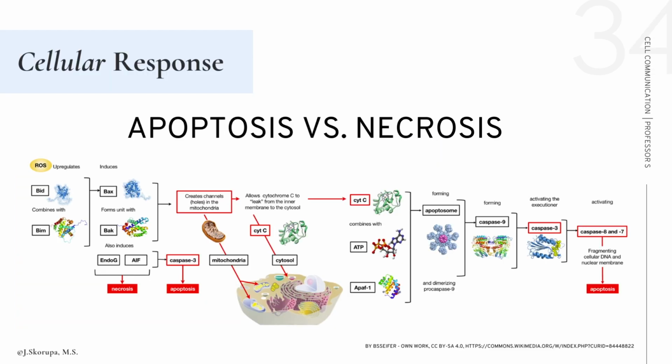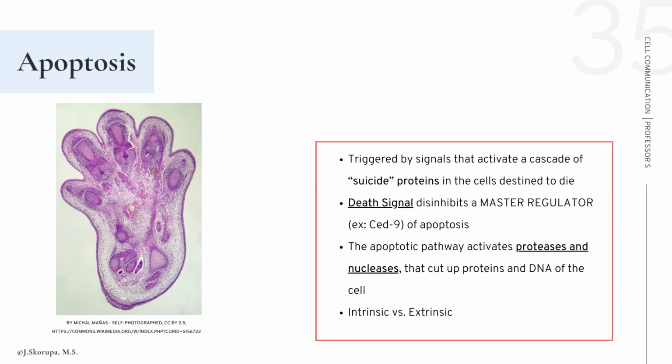Here's a quick snapshot at the mechanisms of apoptosis and necrosis. You may not need to know this for your class, but it's still good to compare. Notice that some of the upstream proteins are the same. We have BID, BIM, BAX, and BAK. However, they can induce different outcomes. Notice that apoptosis induces the activation of enzymes called caspases. We'll see these in a moment. There's also an apoptosome that's formed. For the rest of the lecture, we'll focus on apoptosis.